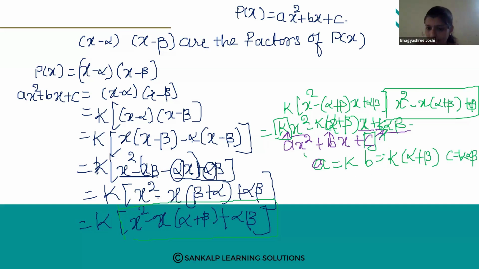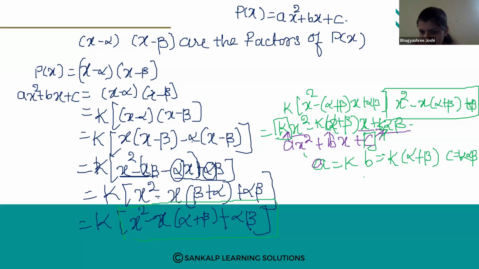Now, a is equal to k. Observe carefully. I will explain once more. a is equal to k. b is equal to minus k into alpha plus beta. c is equal to k alpha beta. Up to this. Okay. Did you understand up to here? Yes. Now let us see. Transfer this k to this side. What will become? What will happen then?